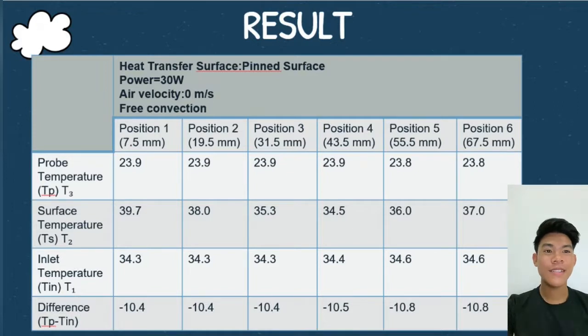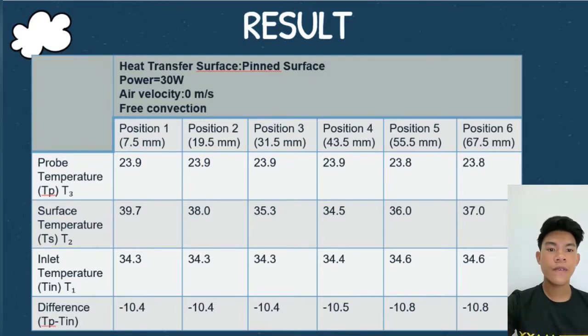Hello sir, this is the result for our experiment. For heat transfer surface, this one is pin surface. Power is 30 watt and the air velocity is 0 meter per second. So for the probe temperature, TP, there is no significant change in the probe temperature, which is 23.9 from position 1 to position 4, but it decreased to 23.8 for position 5 and 6.